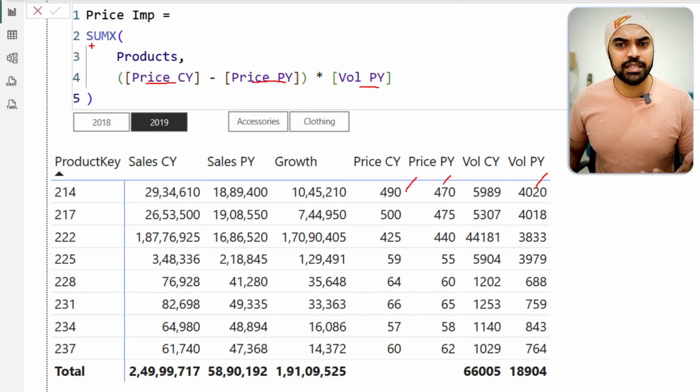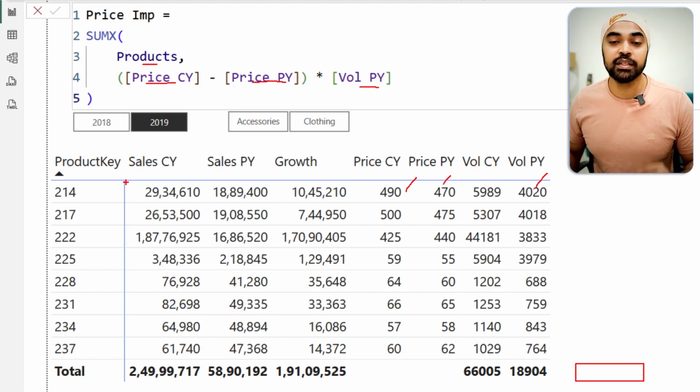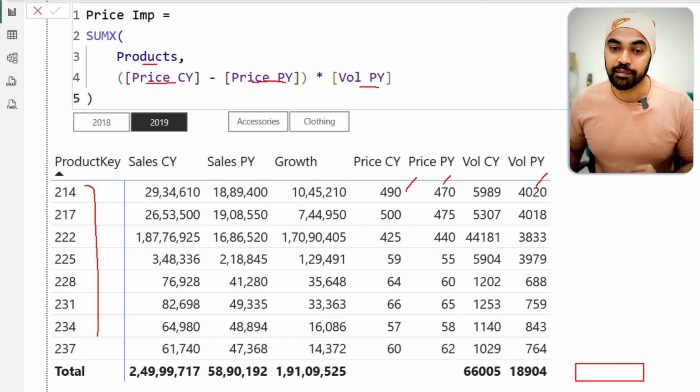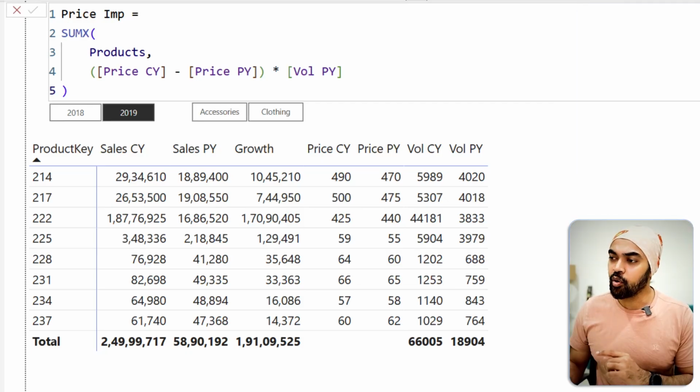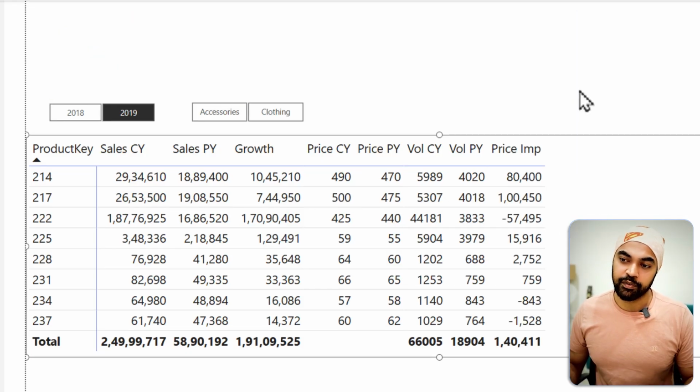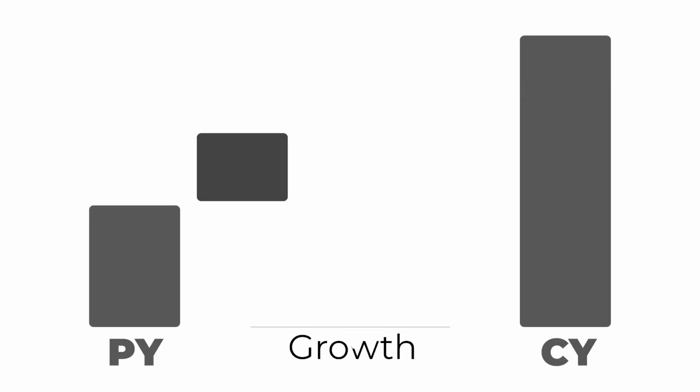Now, I've used the SUMX function in the products table primarily so that the totals at the bottom come up right, because at the moment, the granularity of the calculations is nothing but the product level. So I'm going to go ahead and just drag this calculation off to my visual, and you can see that 4020 when multiplied by the difference of 20 right here is going to give me 80,400, and this number is right. Next comes the volume impact.